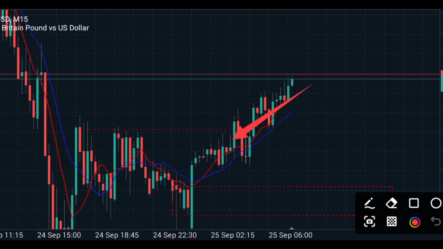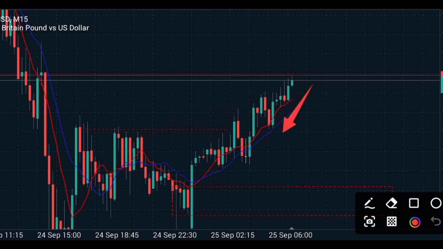Whenever you see a break of structure like this and you see an inefficiency that caused this break of structure, always expect price to come back to that order block almost immediately or after some time. It might take some time, it might be almost immediately too.